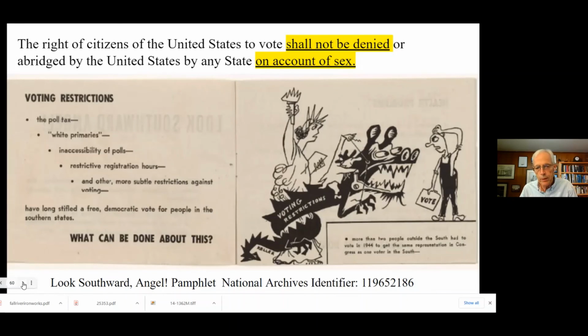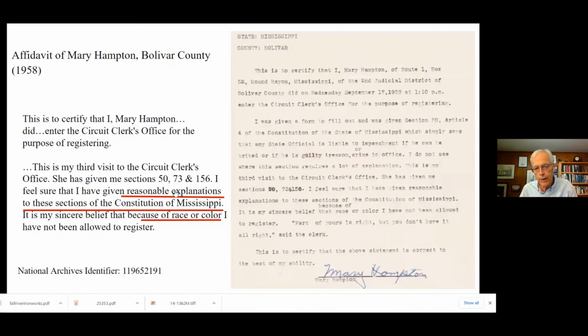And we have a document in the lesson that gets to that point. It's a document from a woman in Mississippi, and just an excerpt from it gives you a sense. She says, "I feel sure that I have given reasonable explanations to these sections of the Constitution of Mississippi. It's my sincere belief that because of race or color, I have not been allowed to register."